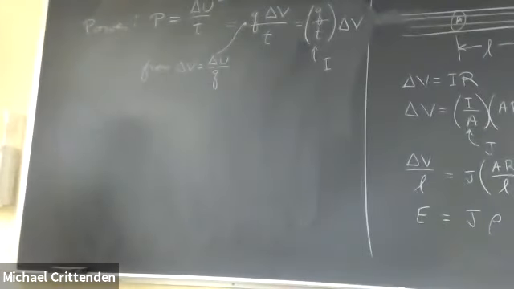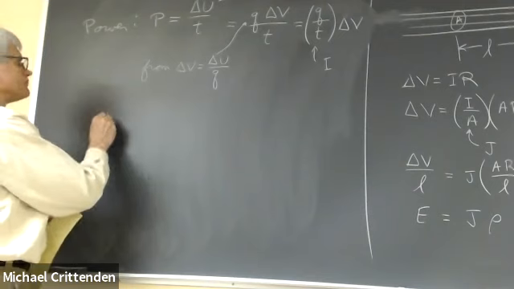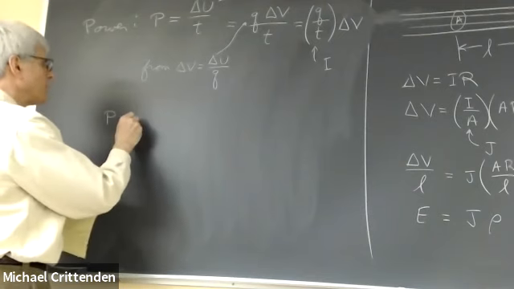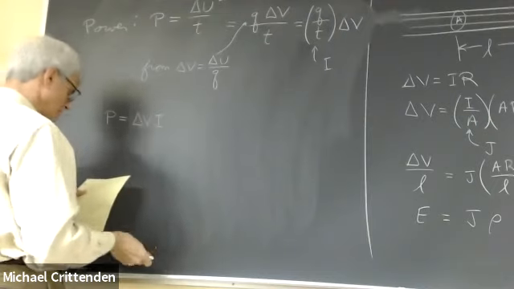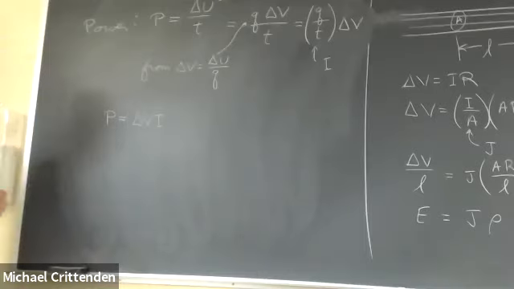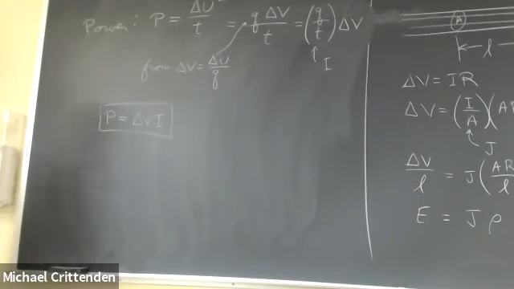Charge per unit time is the definition of another one of the basic concepts for this kind of thing. That's the electric current. That's what an ampere is. So power, electrical power, is delta V times I. Volts times amps is watts.